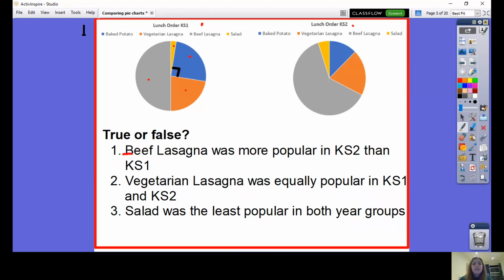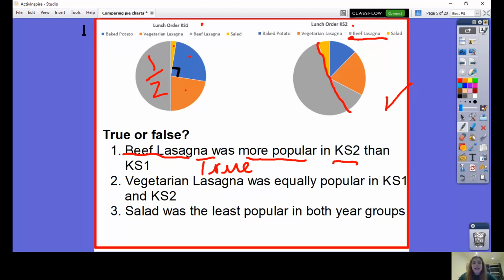So, beef lasagna was more popular in Key Stage 2, that's this one, than Key Stage 1. I need to look at beef lasagna, that's the grey colour. Is beef lasagna more popular in Key Stage 2 than Key Stage 1? I can see in Key Stage 1 it's exactly 1/2, and I can see in Key Stage 2, 1/2 would take me to there. That means this is more than 1/2, that is true.